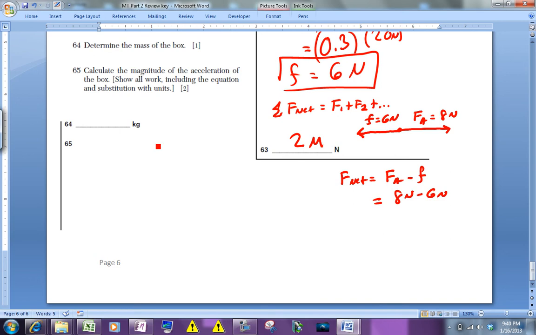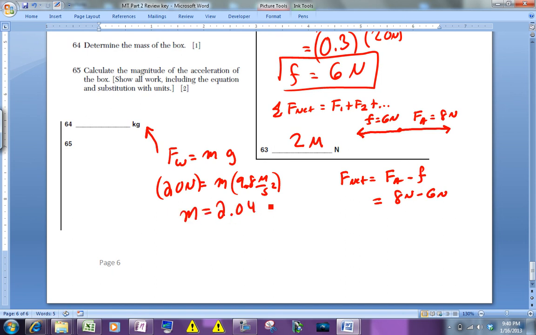Now to calculate the mass of the box, you're going to use the definition of weight. Weight force is the mass times the acceleration due to gravity. Weight force, 20 newtons, equals mass times 9.8 meters per second squared. Divide, and you are going to get a mass that is 2.04 kilograms.